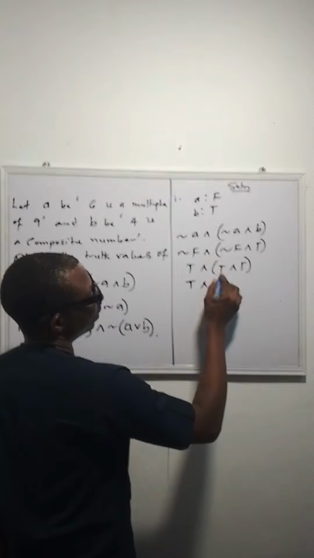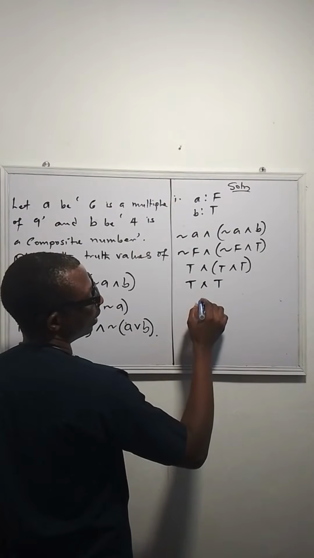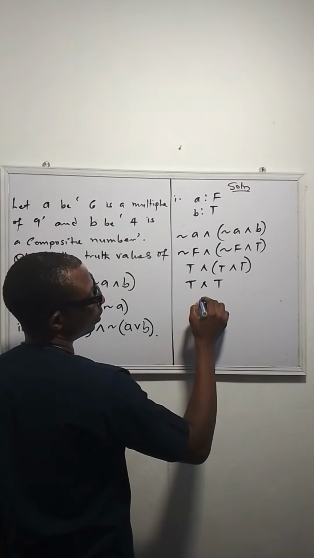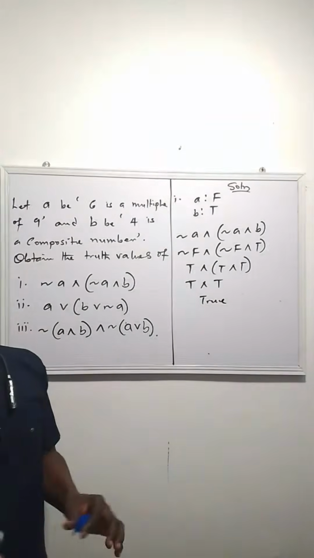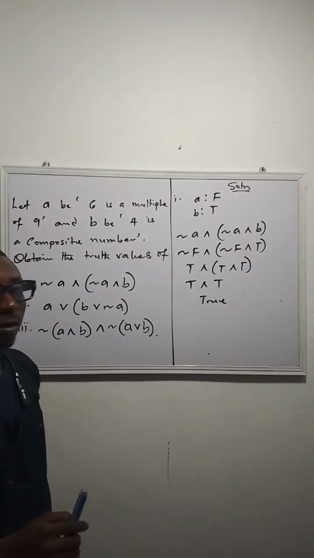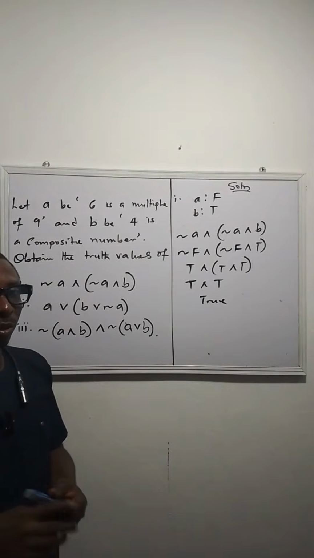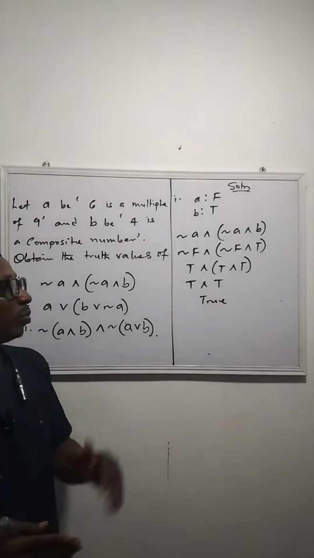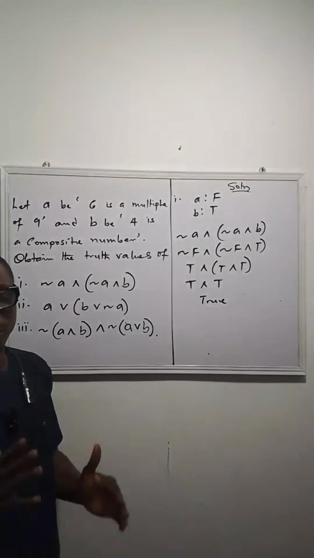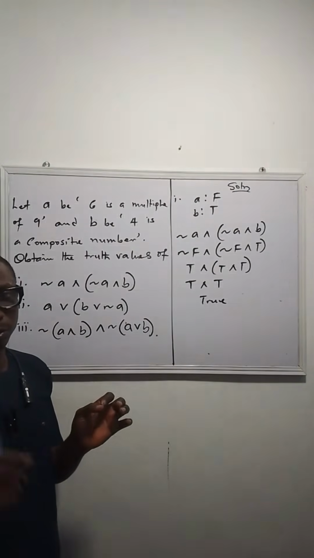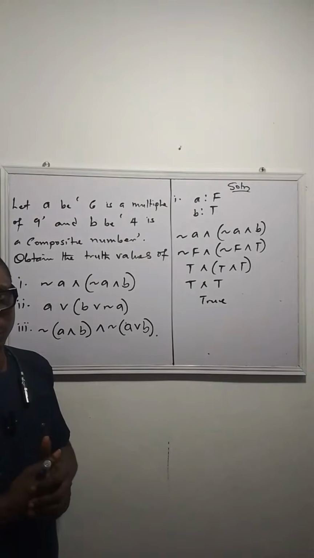True and true is true. Okay, and then we have true and true is what? Is true. So our result is true. Don't forget, you need to understand the truth table for and. And is only true when the first and the second, the antecedent and the consequence, are true. So once one of them is false, we have a false result.